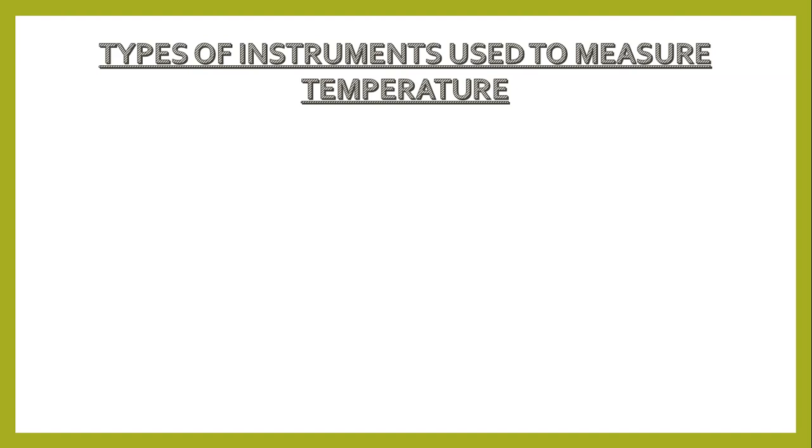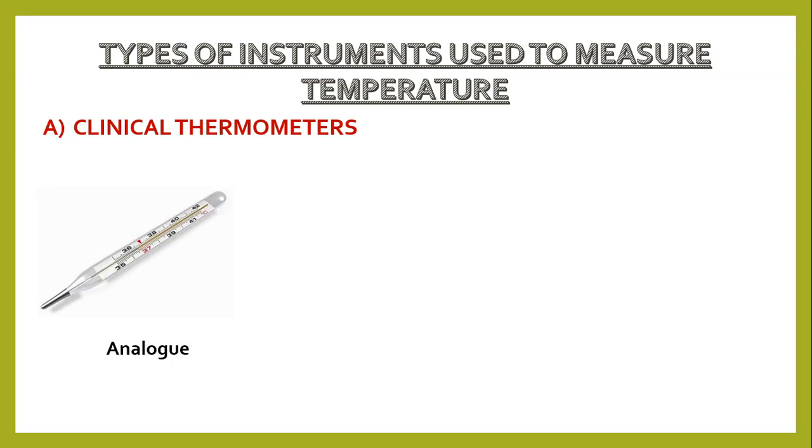Good. We are looking at the first one, clinical thermometers. And we have the first picture, which is the analog type. Analog because it makes use of physical properties such as expansion and contraction of mercury as heat is gained and lost. That's why it's analog. There's nothing electronic about it.